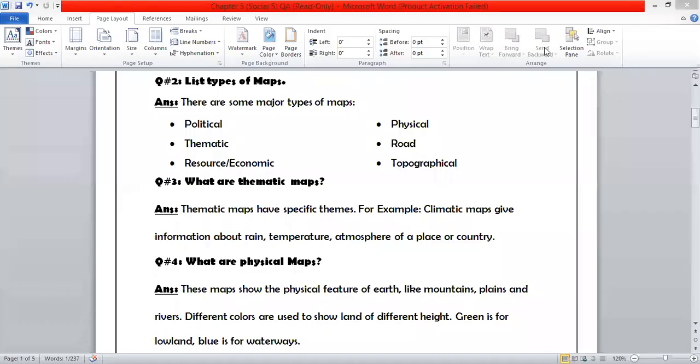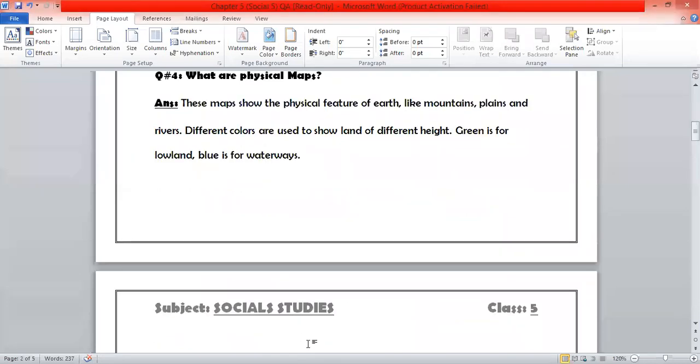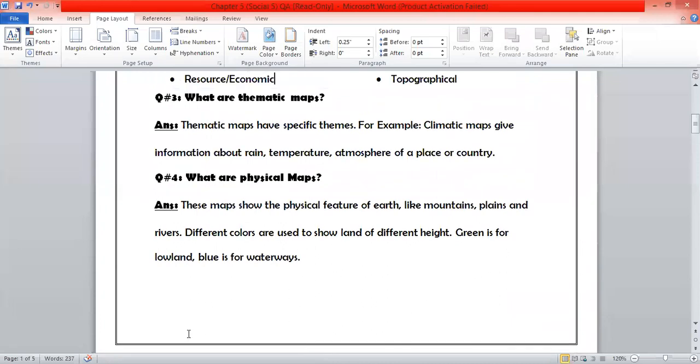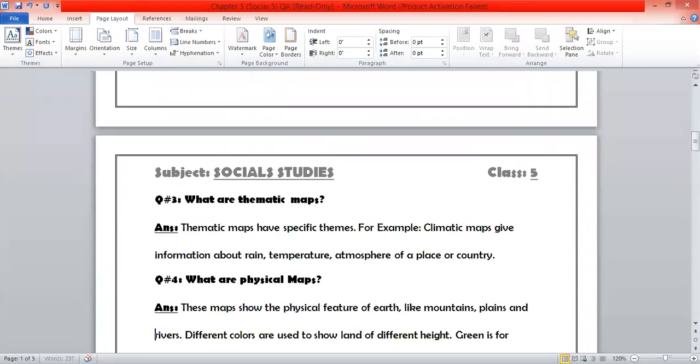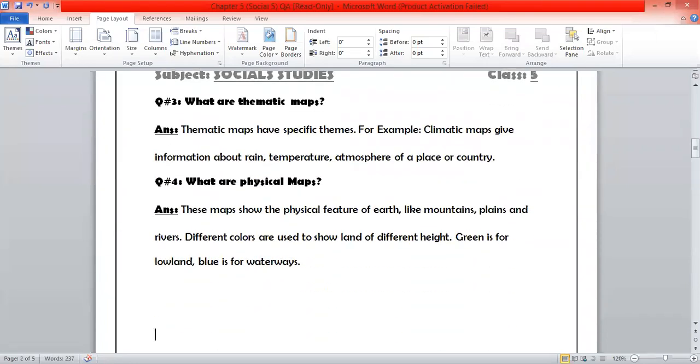So everybody of you is done with the question number 2? Yes, sir. Okay. So everybody is done with the question number 2. We are moving to the next one, and question number 2 is now removed from the screen. The next question is question number 5. What are topographical maps?